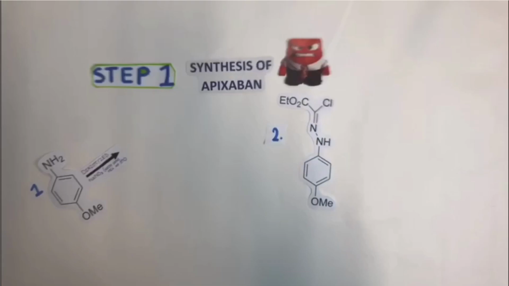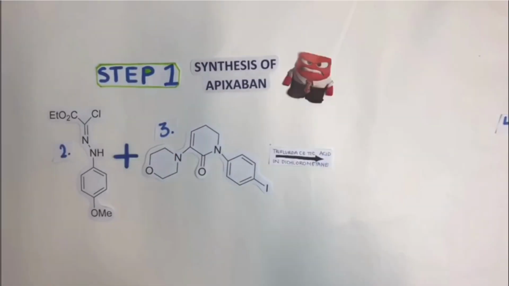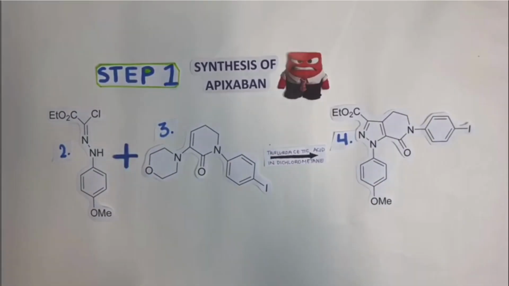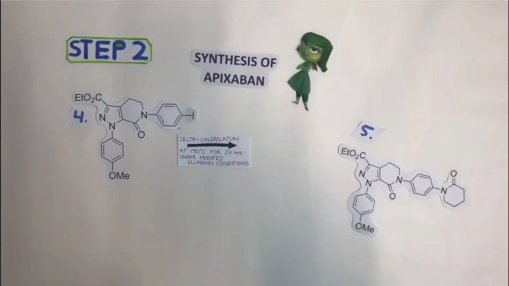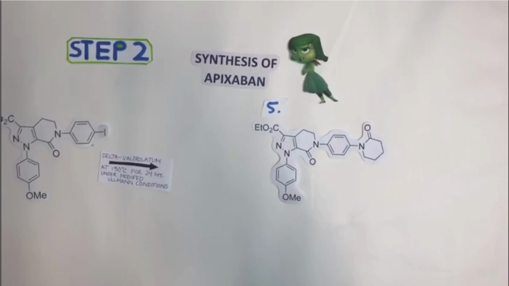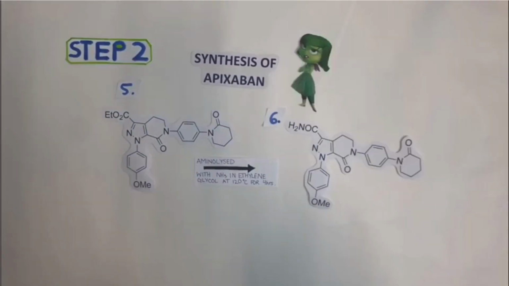Compound 2 is reacted with compound 3 using excess triethylamine, which is a 3+2 cycloaddition. This is then treated with TFA dichloromethane to produce compound 4. And step 2, I believe, is compound 4 is then treated with delta-valerolactam at 130 degrees Celsius for 24 hours under modified Ullmann conditions, using copper metal and thermal conditions. This produces the ester intermediate, which is compound 5. Compound 5 is aminolysed with ammonia in ethylene glycol at 120 degrees Celsius for 4 hours to produce compound 6, which is Apixaban.